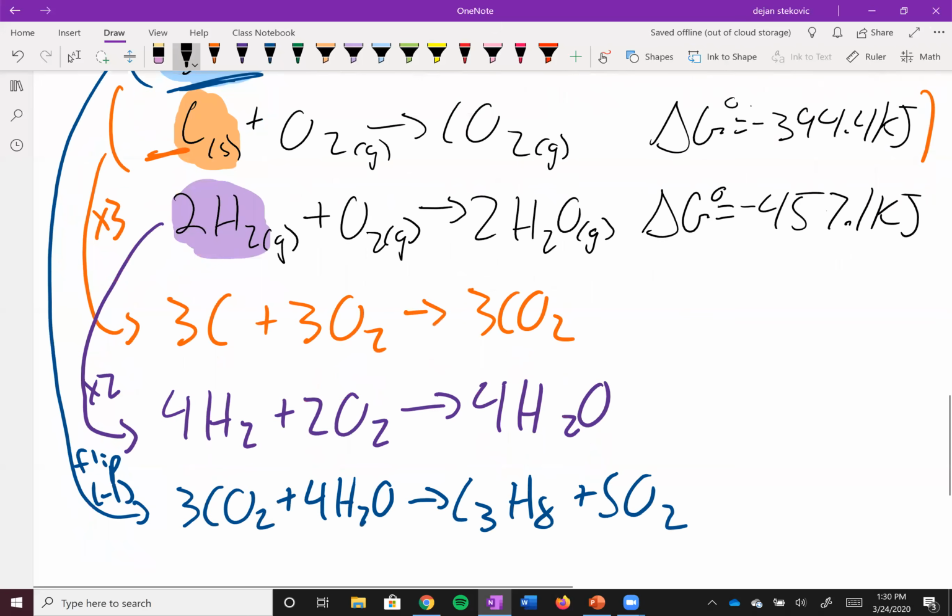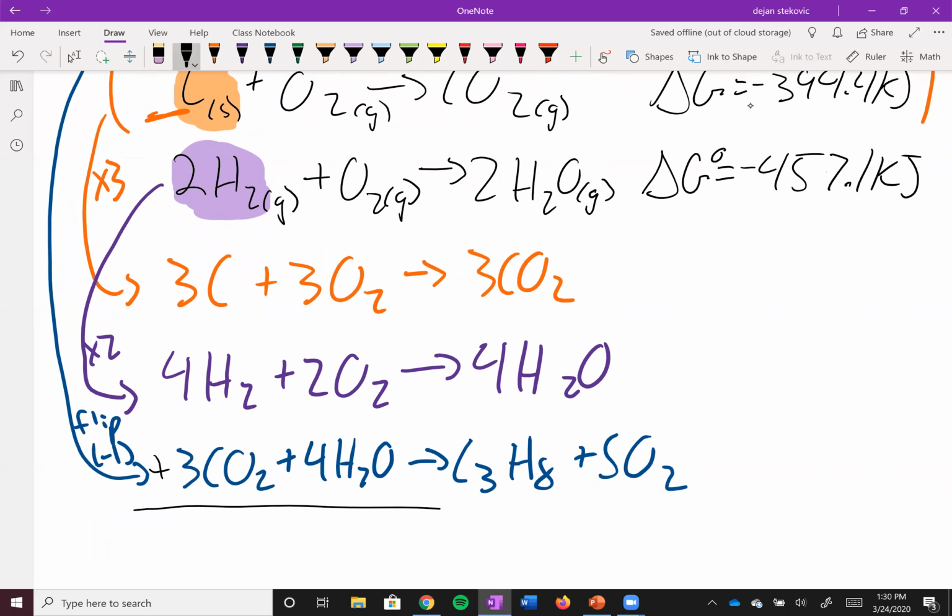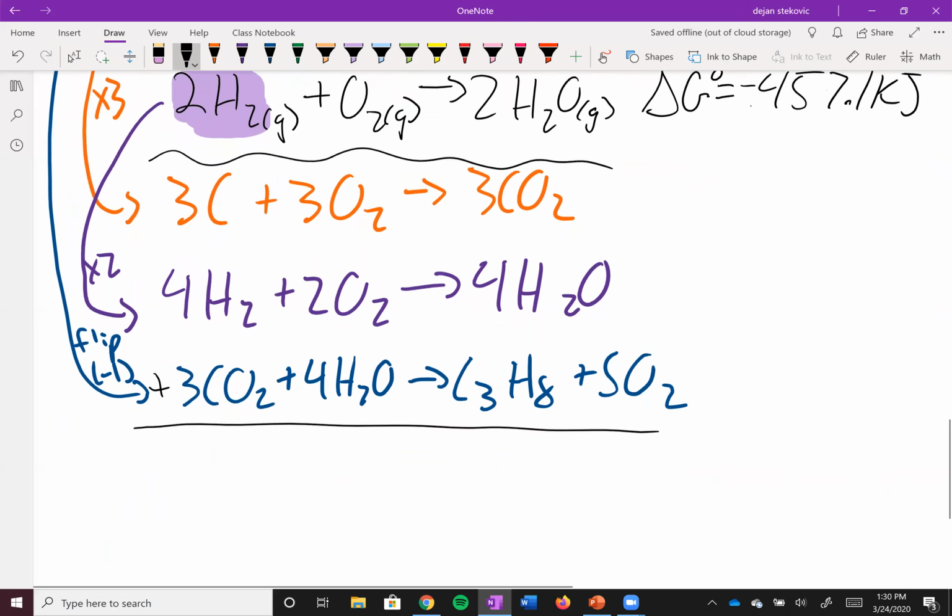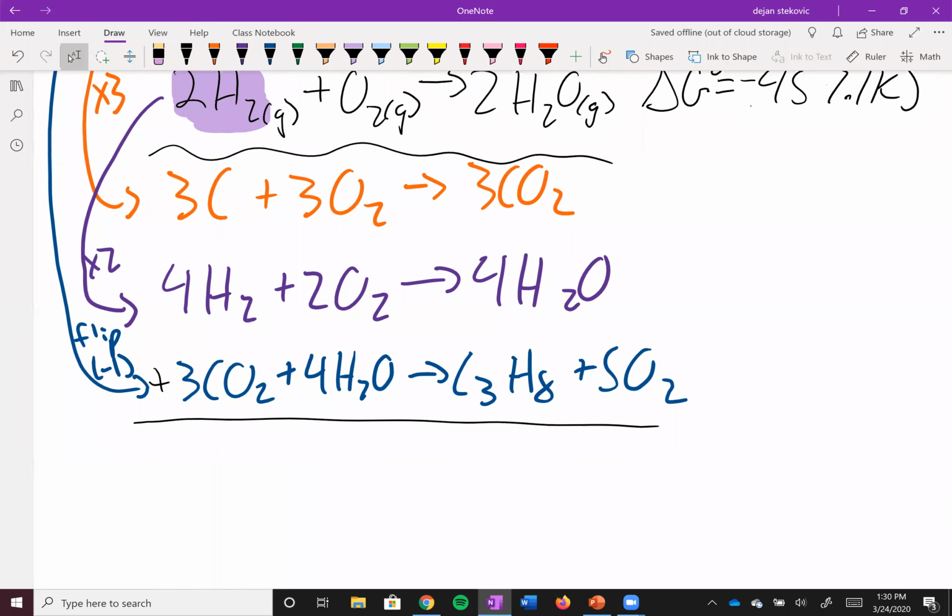And then I'm going to try to sum them up. So let's go ahead and sum them up. Remember, I'm just focusing on these 3 bottom ones that I've manipulated. So let's see, let's go green, I guess. I see 3CO2 here. I see 3CO2. They're on opposite sides, so they're going to go ahead and cancel out.